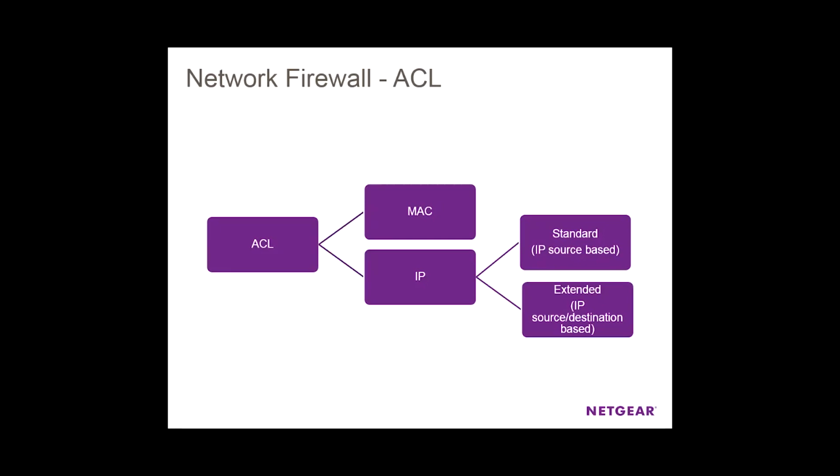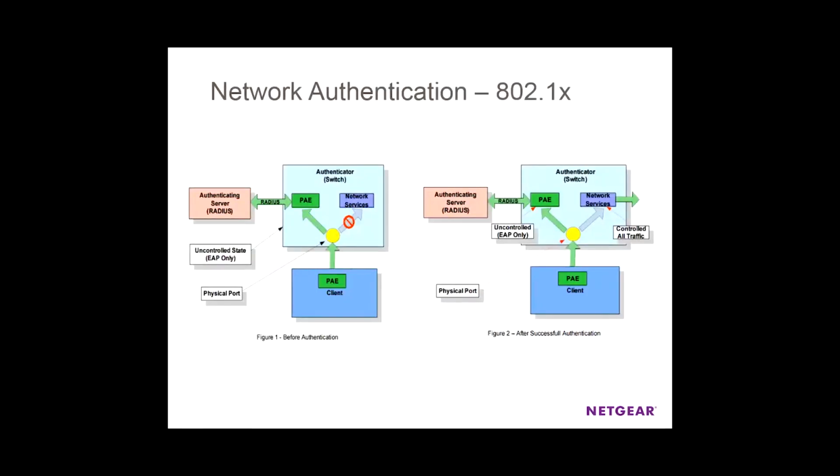We have the standard rules, that's the IP source base, so we only control the source. Or the extended, where we have IP source, destination, and port, same as any basic firewall with IP rules, where we put IP source, IP destination, source port, and destination port, so we can filter the traffic we want. That's our network security in terms of firewall.